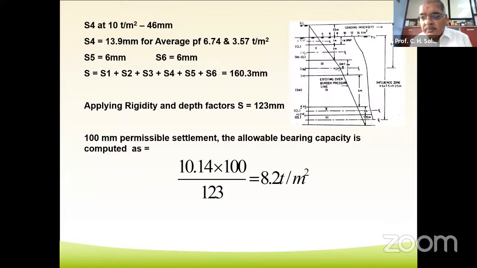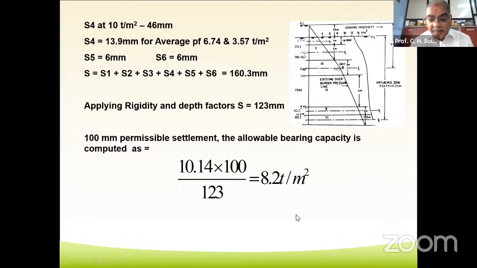As per IS code, whenever the foundation is resting on clay, the allowable settlement is 100 mm. And here, the settlement that has been computed is 123 mm. The safe bearing capacity which we computed here is 10.14 ton per meter square. This is the permissible settlement for the foundation in our case. This is the actual settlement considering the settlement of the layers.